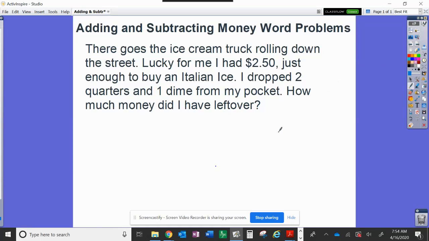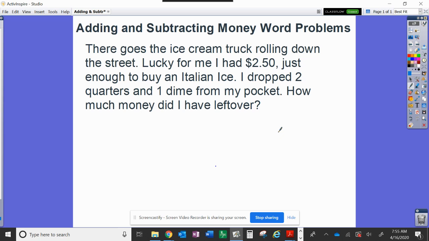I am going to give a quick little tutorial about adding and subtracting money word problems. Here's the great thing about adding and subtracting money word problems. If you can add and subtract numbers, you can add and subtract money word problems. The little sticking point is that decimal, but you can kind of ignore it until you need it. Okay? So here we go.